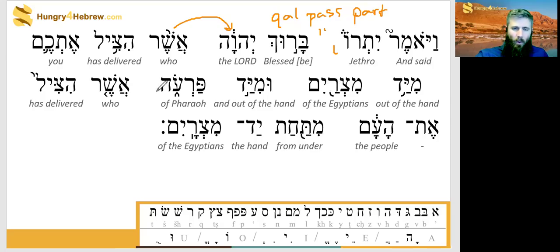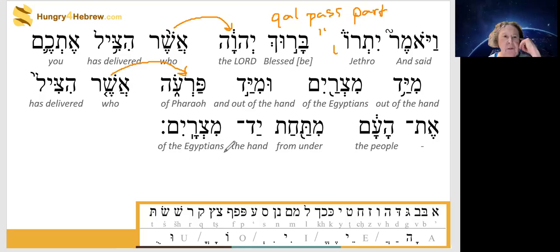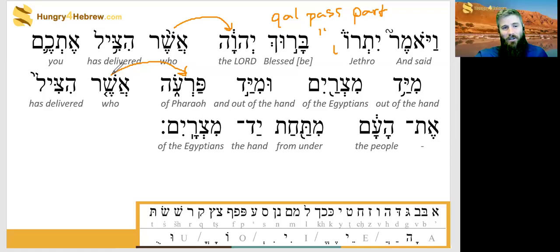Miyad Paro, and from the hand of Pharaoh. And then it has an asher. It's more information about Pharaoh, right? No. That goes back to God. So you have to be careful about where your asher is going back to. It's not always just this one thing. We have a subordinate clause here that refers back to God, and then another subordinate clause here that also goes back to God.